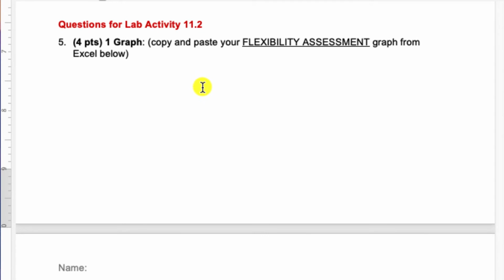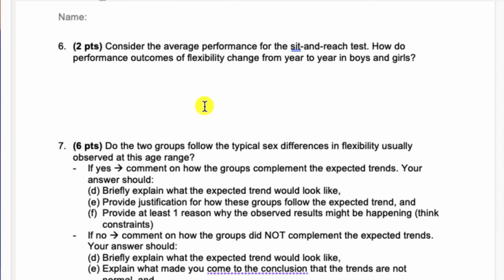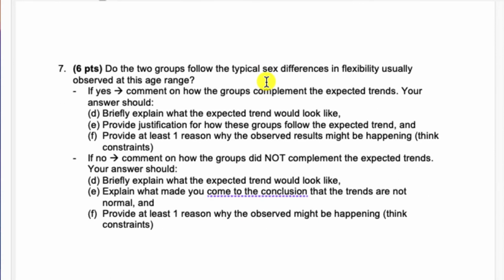For lab activity 11.2, which is based on our flexibility assessments, you'll paste your graph below. For question number 5. For number 6, again, just commenting on what you generally observe from year to year in boys and girls in terms of if they have an increase in flexibility, a decrease in flexibility, or relatively no change. Similar to the strength assessment, do the trends that you notice in the graph represent typical sex differences that would be observed at this age?